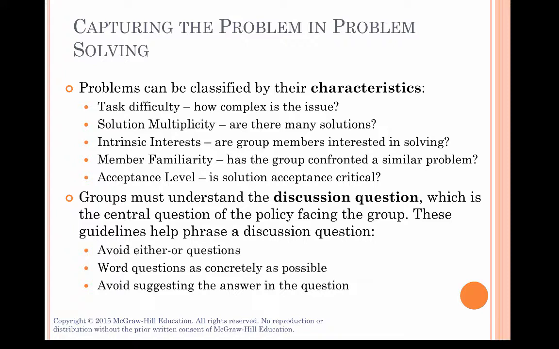Intrinsic interest is the level of interest that the group members have in solving the problem. In our class, you should try to select topics that the members care about, as it's going to make them more excited and willing to tackle the topic.